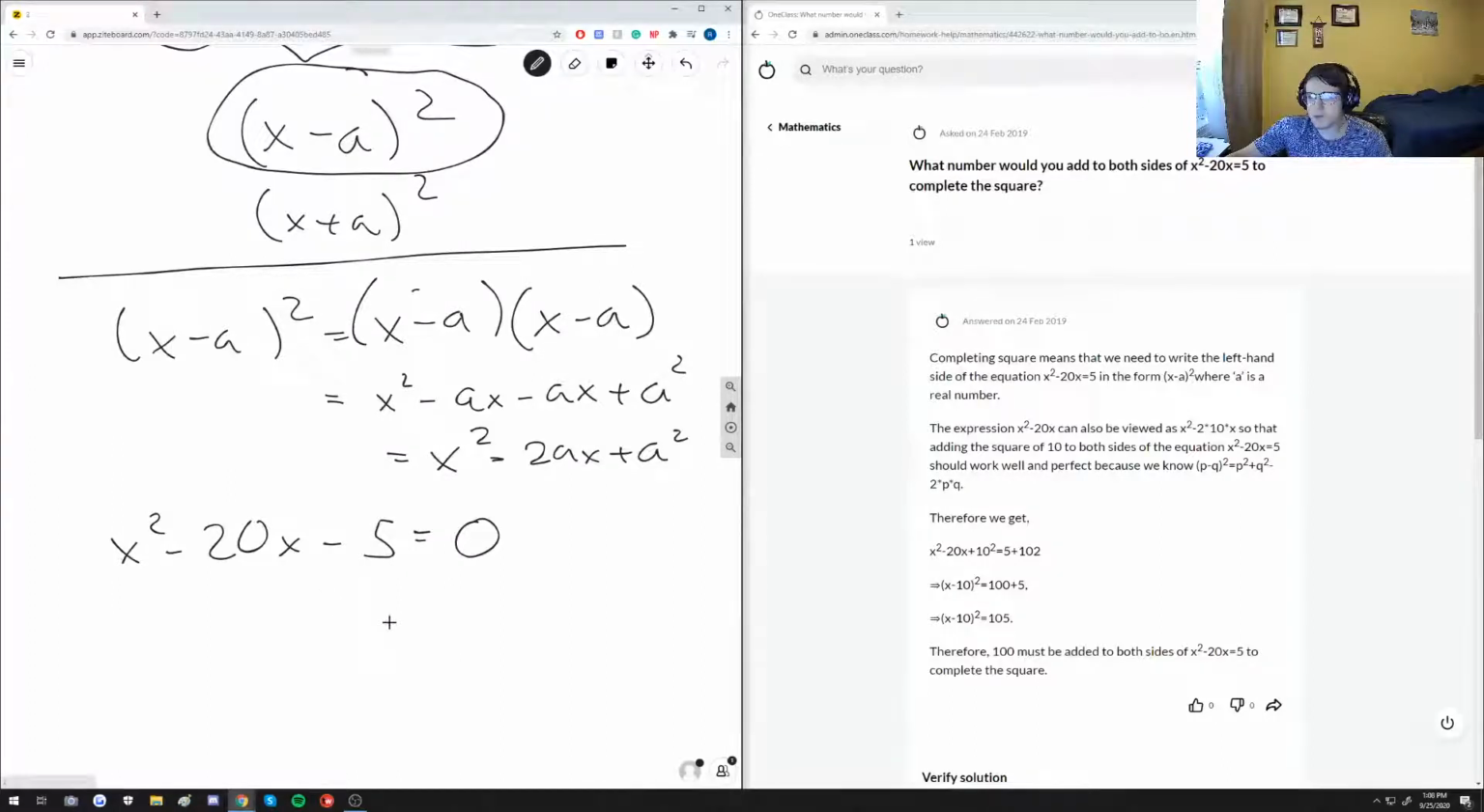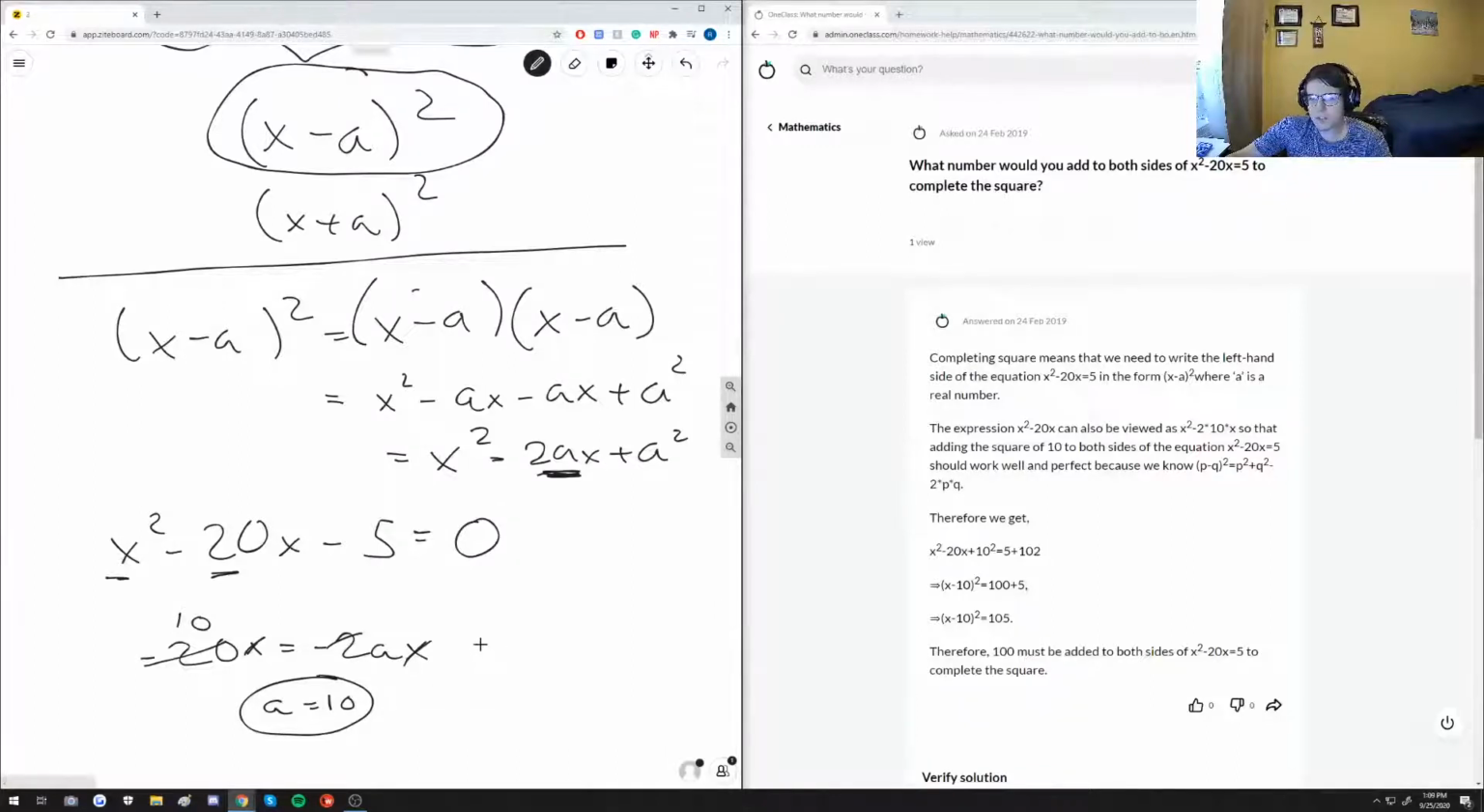We can only add a constant term to both sides, so a number. Because we can only add a number to each side, we know that these two terms are going to stay the same. So let's find the value of a in our expanded form of x minus a squared. I'm going to set minus 20x equal to minus 2ax. I divide both sides by x to get rid of that, and divide both sides by minus 2 and get 10 left over. So in our example, a is equal to 10.